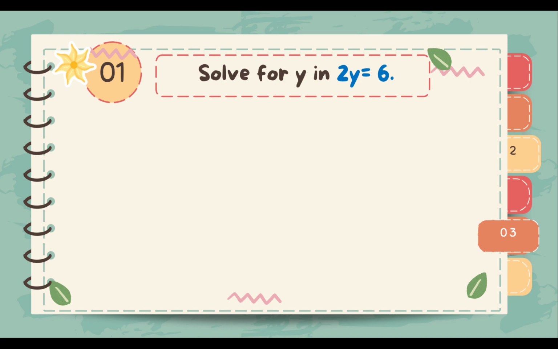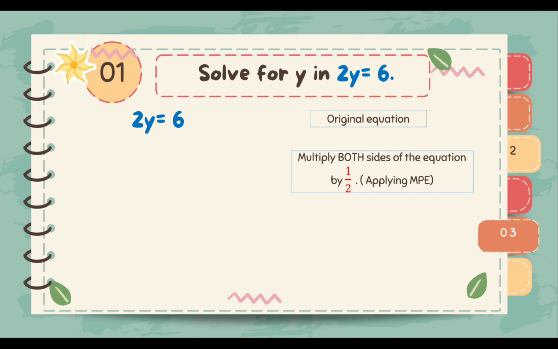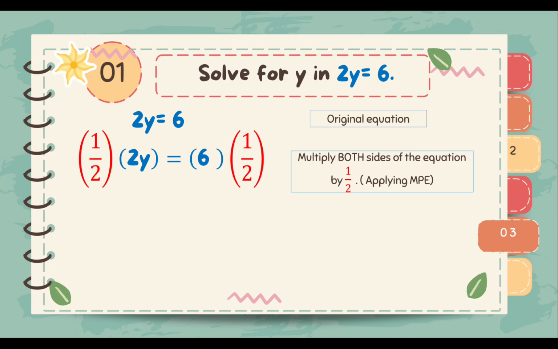What about if we have solving for y in 2 times y is equal to 6? I repeat, 2 times y is equal to 6. Again, we write the original equation. Then we think, oh, that is 2 times y. So how do we undo 2 times y? We multiply both sides of the equation by 1/2. Or actually, we're applying the multiplication property of equality. There, 1/2 is multiplied to both sides of the equation. Where did we get that 1/2? It is the multiplicative inverse of 2, or the reciprocal of 2.